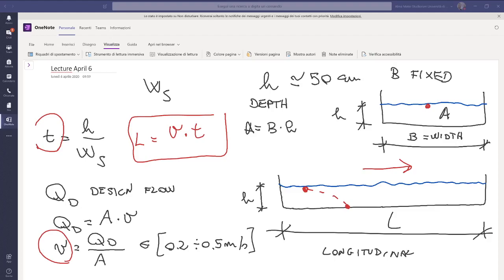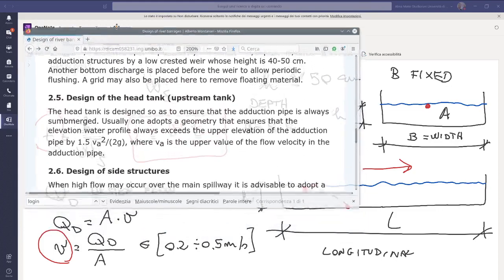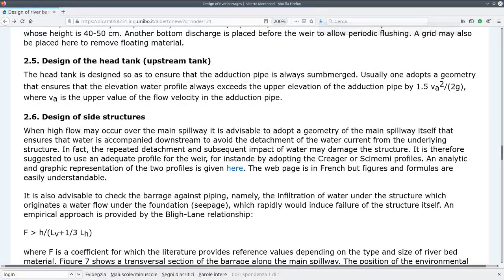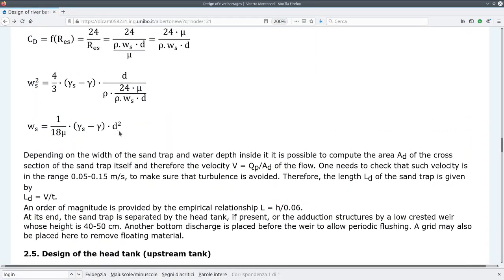Okay, very good. So now let me get back to the web page, which is here. And that's it for the design of the sand trap. Some rules of thumb and a summary.